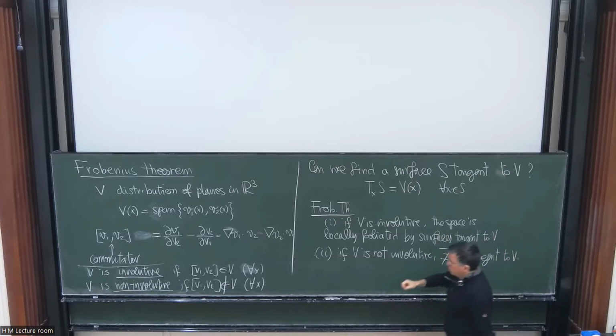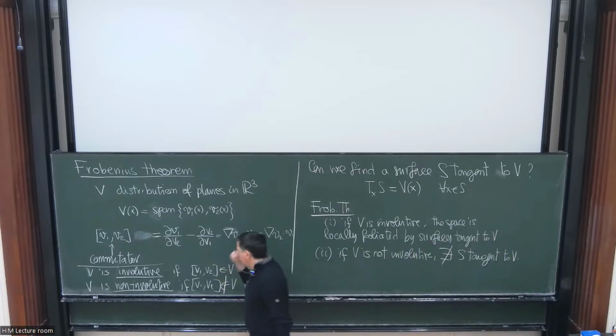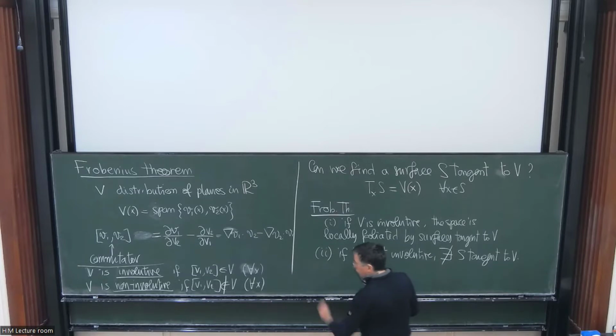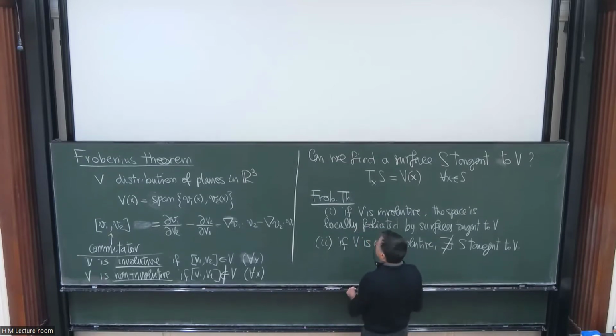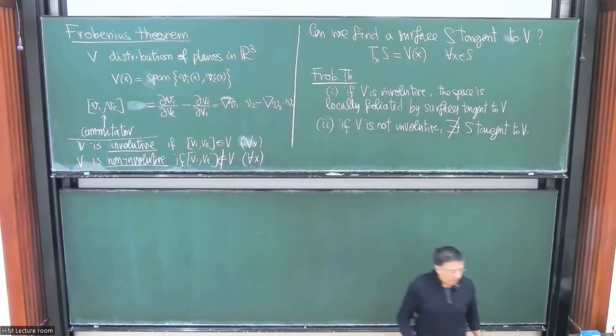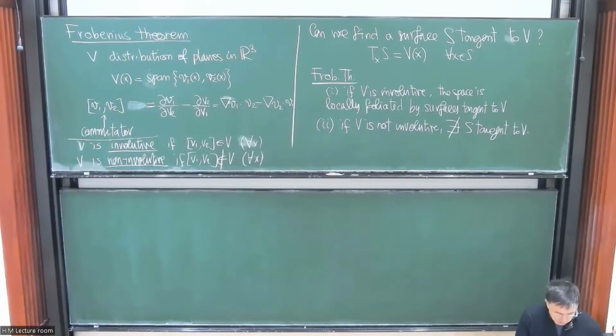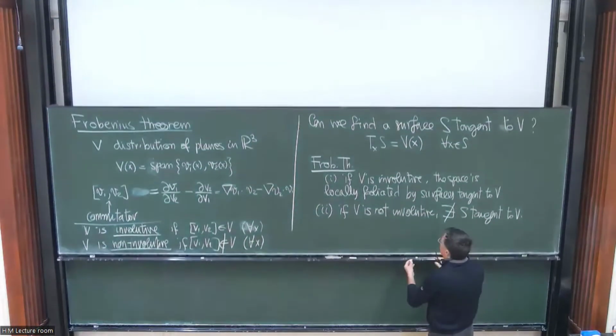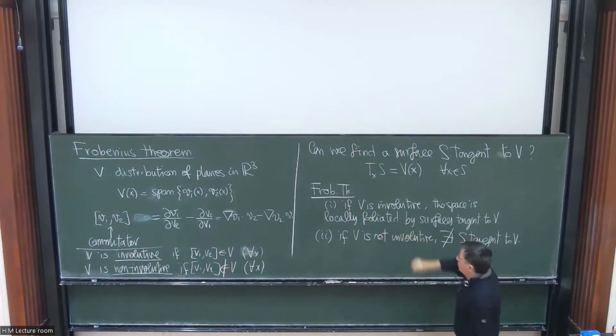And somehow the problem, whether or not you can find it, is solved by the commutator, by the condition of involutivity. Okay, since this is part of the only proof I'm going to present later, let me start with proving, well, to give an idea of the proof of this theorem.